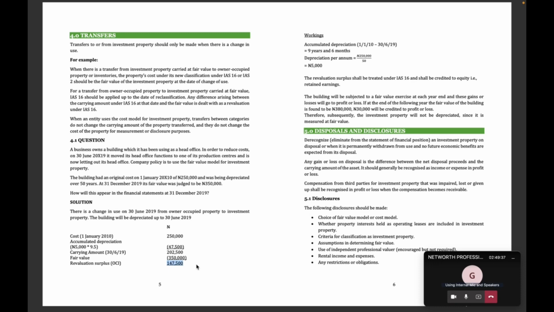So this one is major, and you need to really take note of that main point of how you treat the surplus at the date of change in use. It will be what it was before. You treat it in line with the asset it was before at the date or at the year end of change in use. Okay, is that clear?